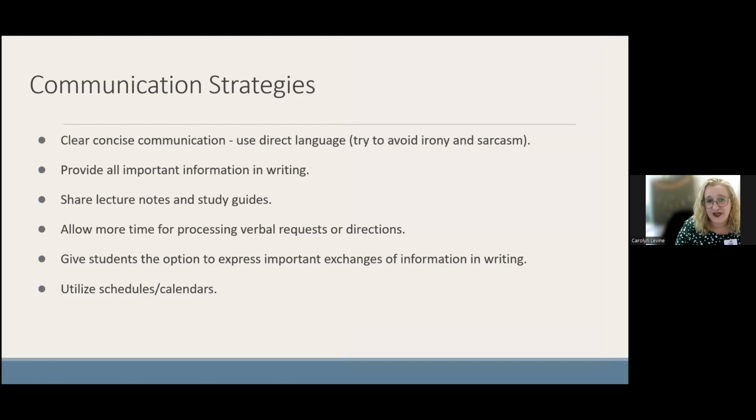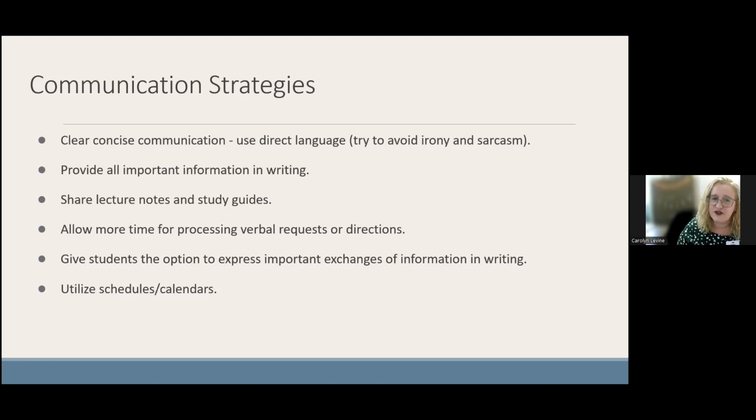Provide all information in writing if possible, as I mentioned earlier. Sharing copies of lecture notes and study guides, allowing more time for processing verbal requests and directions. Some students may need to express things in writing instead of verbally. So this happens sometimes, like in public speaking classes, maybe a student has selective mutism in addition to their autism, and so it makes it very hard for them to speak in front of anyone, even if it's just one person, like the instructor. I've had students that have used text-to-speech apps.